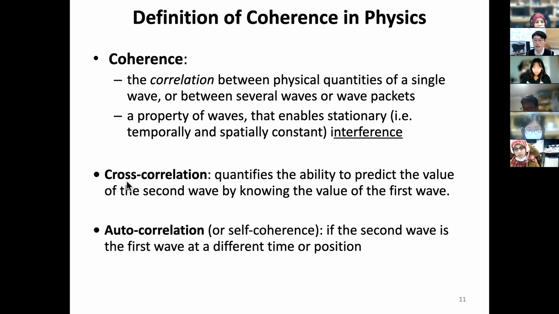So with that, we can mathematically consider cross correlation and autocorrelation. Autocorrelation is when the waves you are dealing with are the same one at different time or position, while cross correlation is the ability to predict the second wave by knowing the value of the first wave. We'll get back to this later.